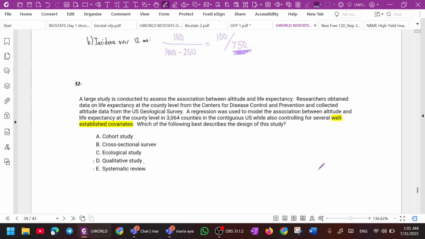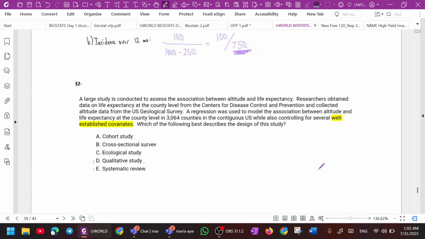Design. Altitude and life expectancy. Is it an ecological study? You think it's an ecological study, you mean? Yes. Okay, let's check. You are right.